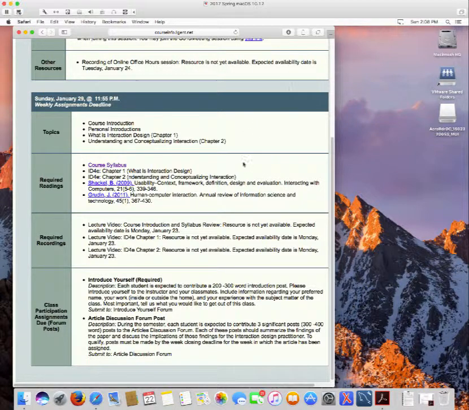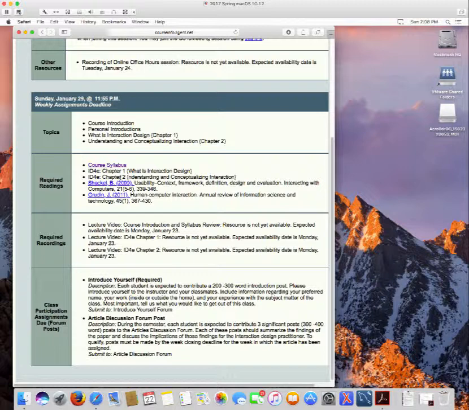In a typical week, here in the weekly schedule, I list out the topics that we're going to cover during the week. Here, you'll see I've got some introductory topics, plus the first two chapters from our textbook. I have the syllabus as one of the readings. I have chapters 1 and 2 from our textbook.